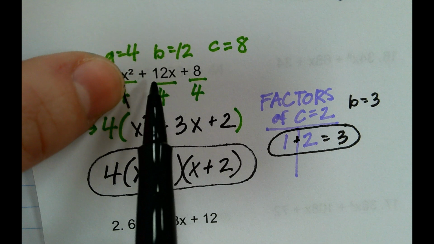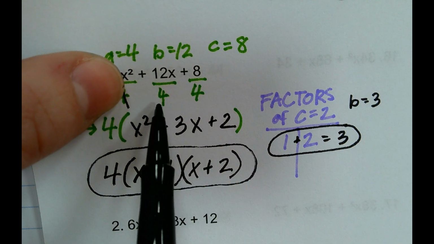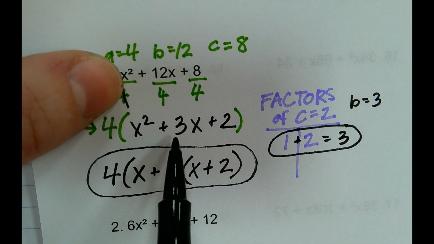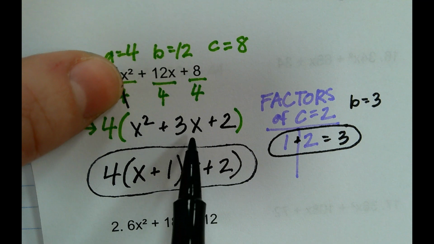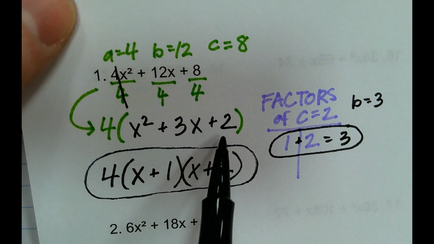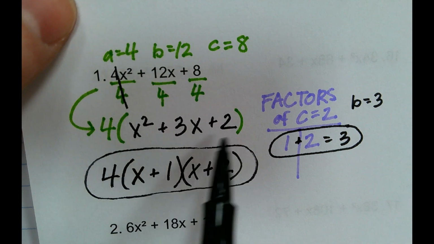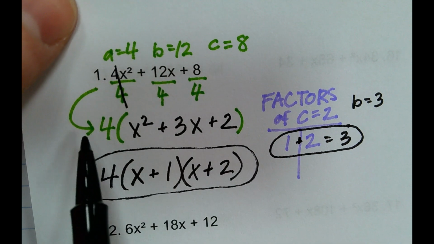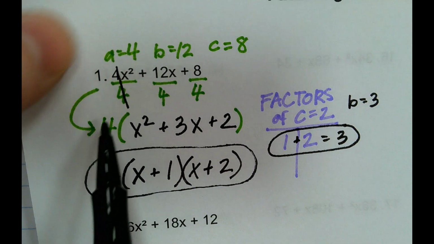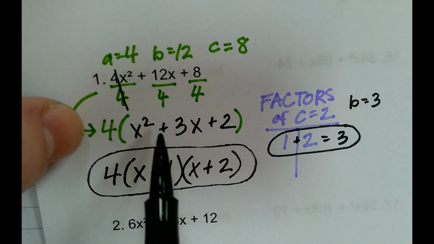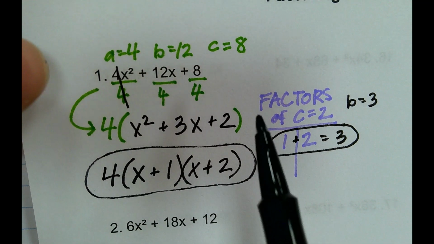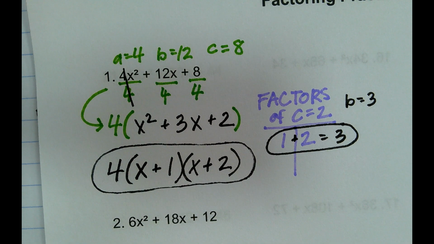So then I did 12 divided by 4, which is 3, and I kept my x. And then 8 divided by 4 is 2. So that's how we got this little expression in the parentheses. And then we put the 4 on the outside to help us remember that we took this 4 out of all those. Thank you for asking that, really.